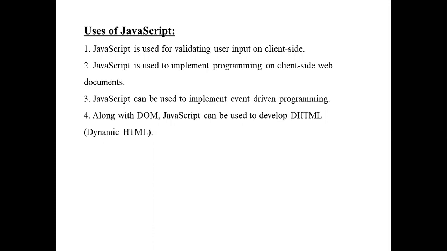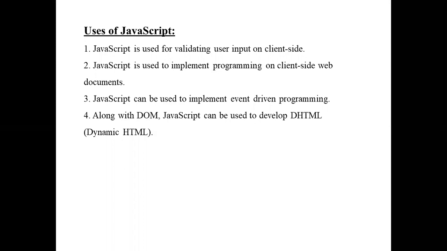The definition of dynamic HTML is that it is a collection of technologies used together to create interactive websites. Suppose we use HTML and JavaScript together to create interactive and dynamic websites. That is dynamic HTML. So these are the uses of JavaScript.